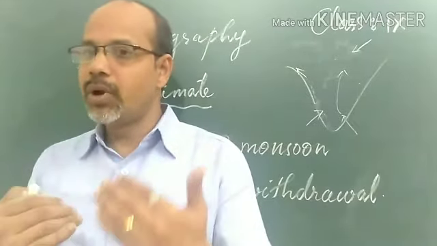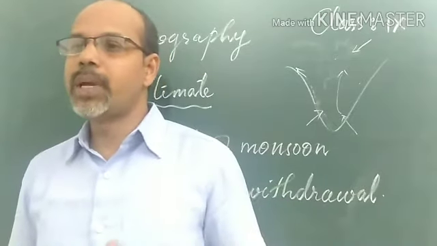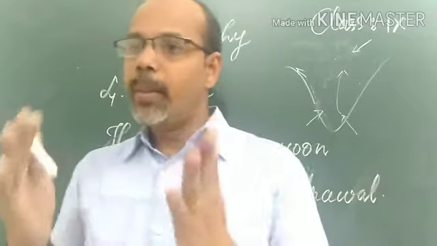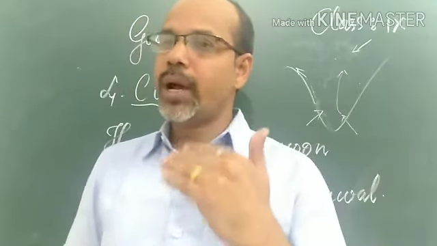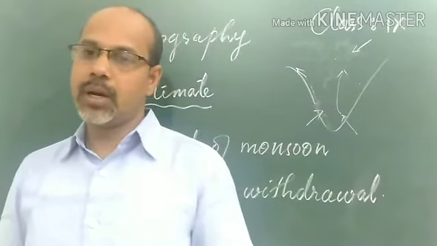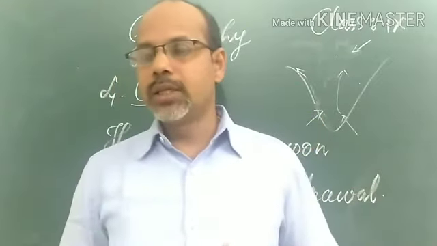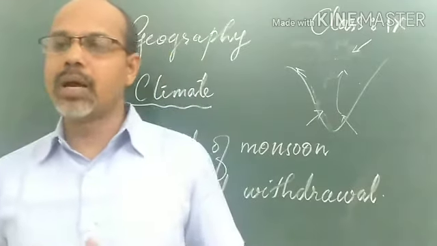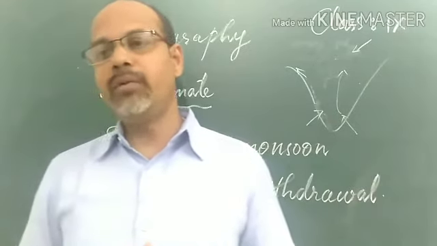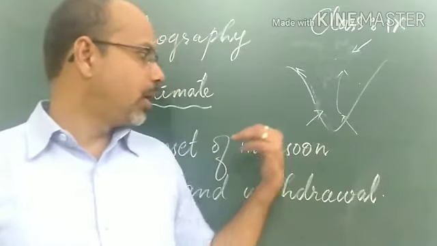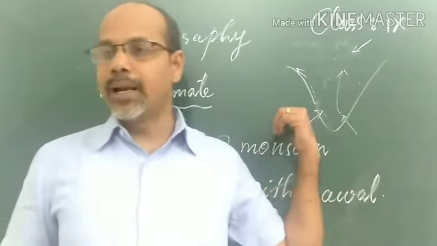So this withdrawal from the southern half of the peninsula is fairly fast, very rapidly occurring. By early December, the monsoon has withdrawn from the rest of the country. We have already studied that by December, the monsoon will be withdrawn from all regions of the country.